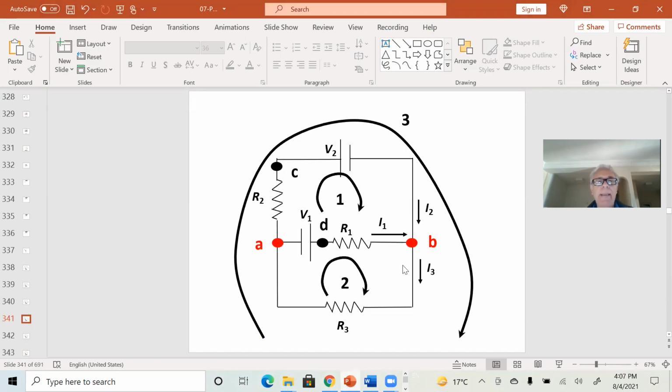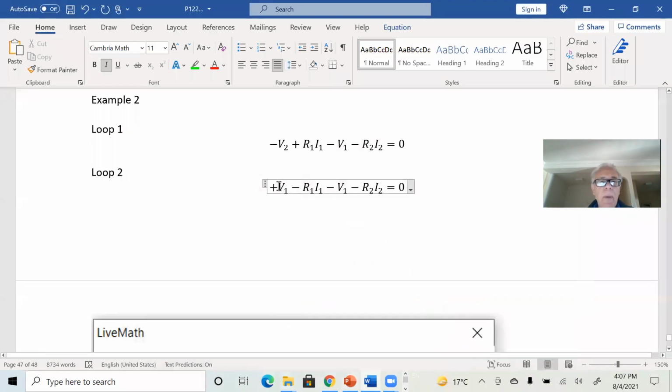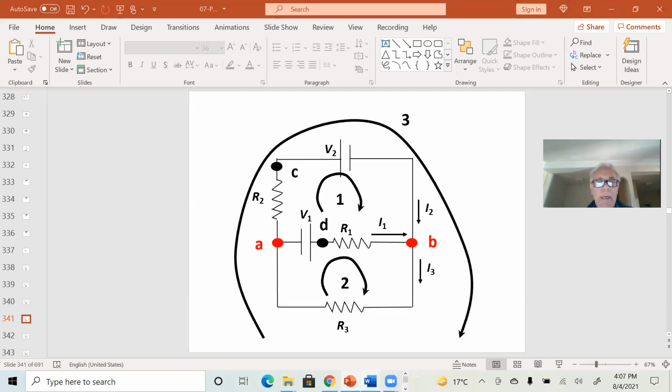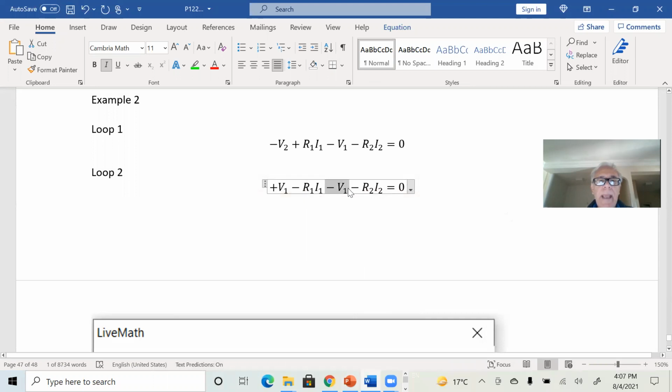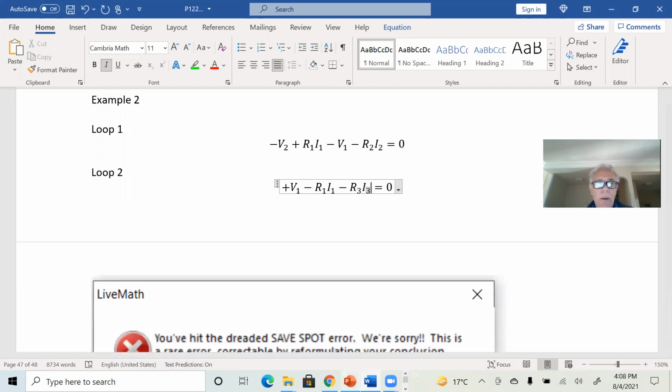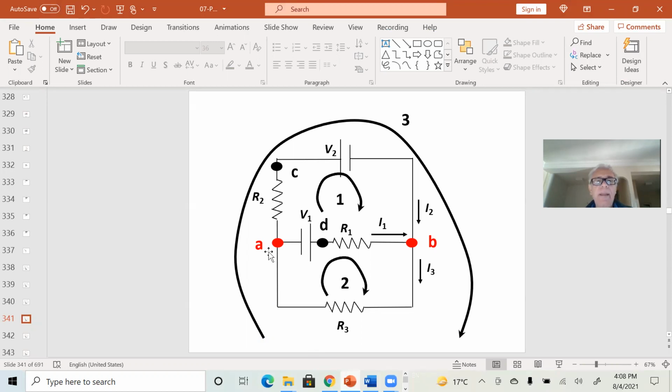We get down here and flow through resistor 3, and we are moving in the same direction as the current, so we're going to lose potential as well. Minus R3 I3. We do not have a second power supply there. Go back to the initial point, equal to 0. So we are done with loop 1 and loop 2.